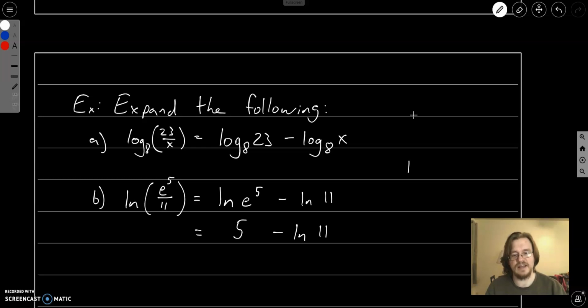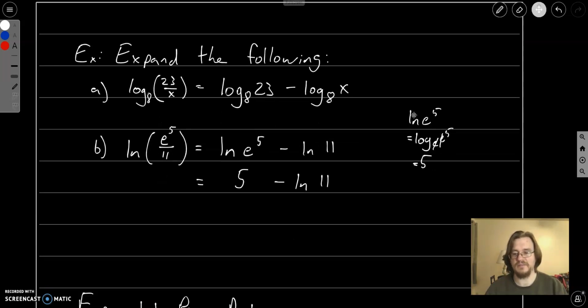Again, the natural log of e to the 5th power is just the same thing as the log base e of e to the 5th power. And exponentials and logarithms cancel out when we have the same base. So we have the same base, so this is just going to be 5.